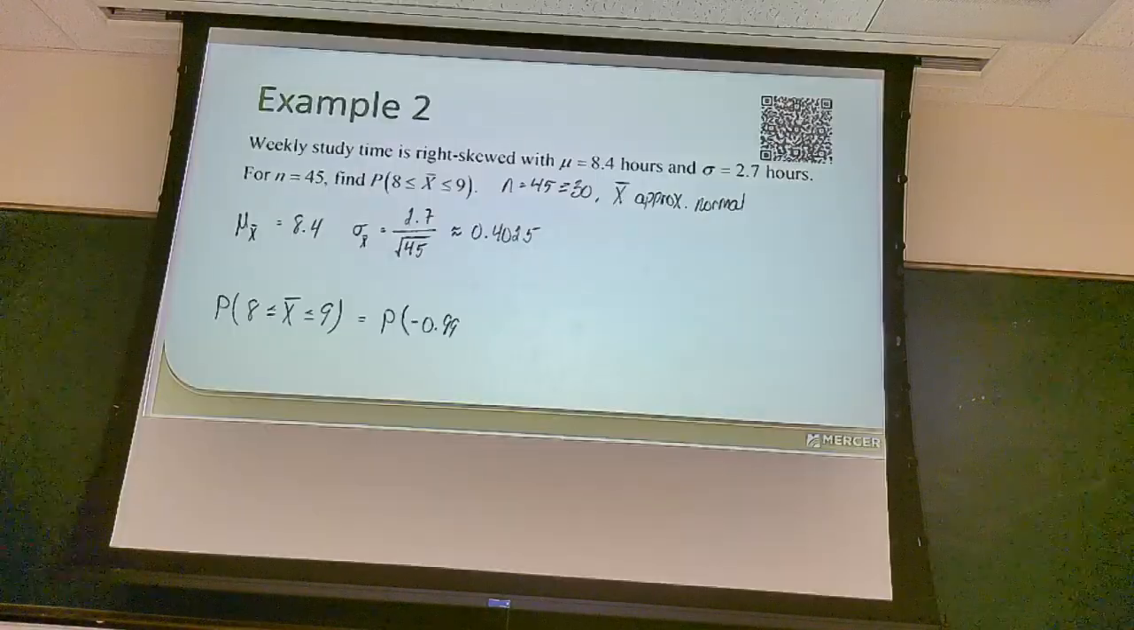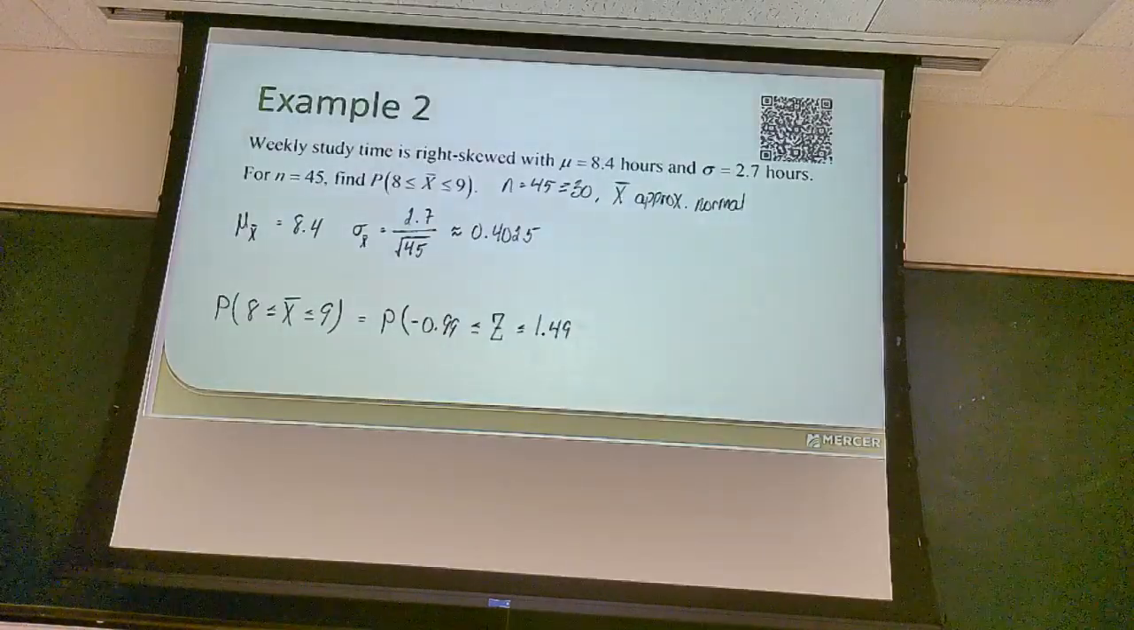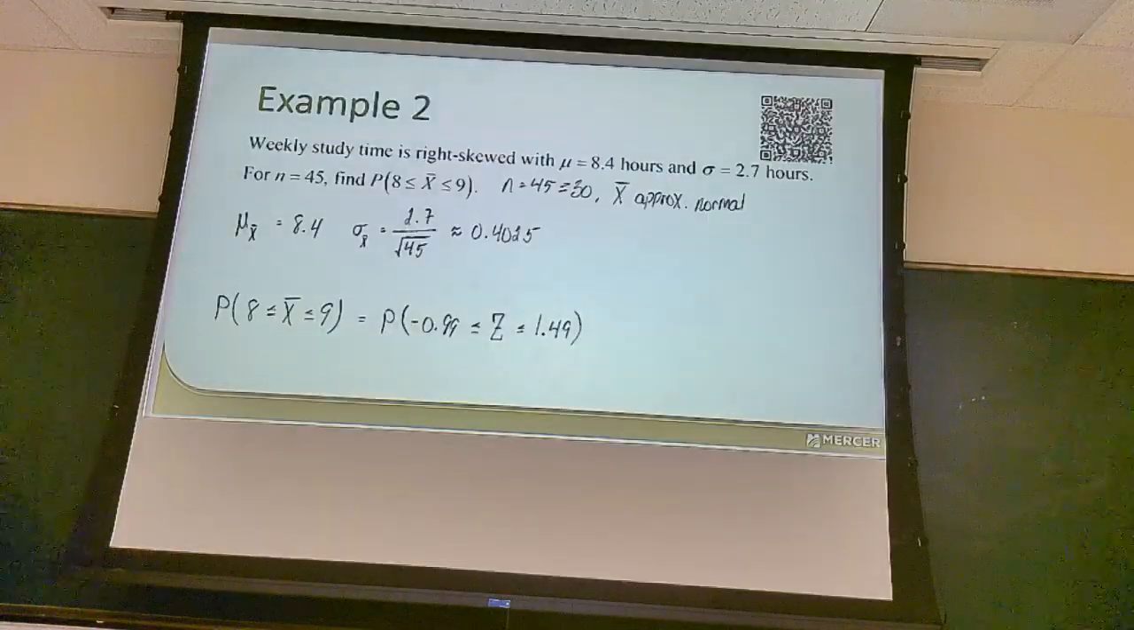Z-scores will only go to 2 decimal places because that is all our table gives us. So we can use negative 0.99, and 1.49 is the upper limit.